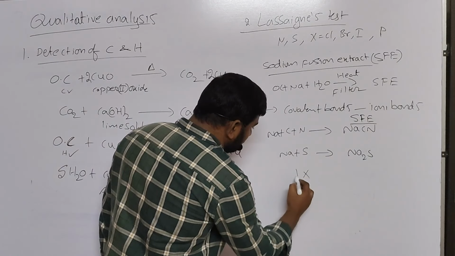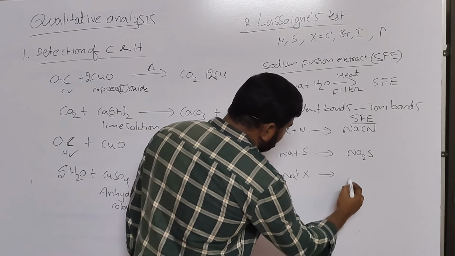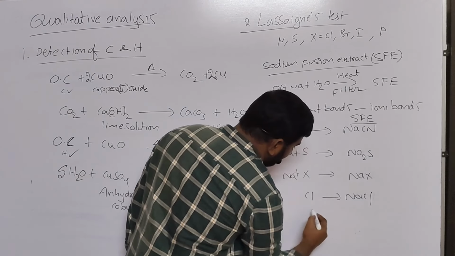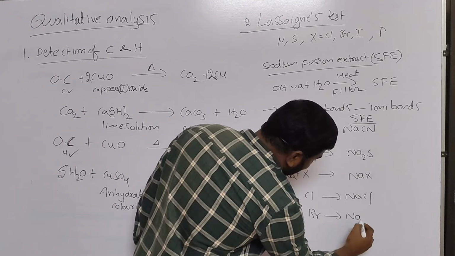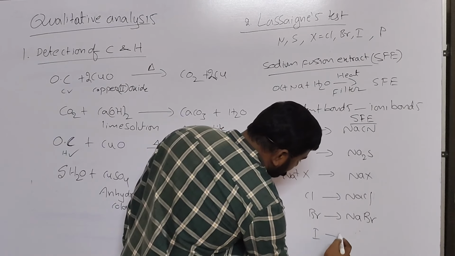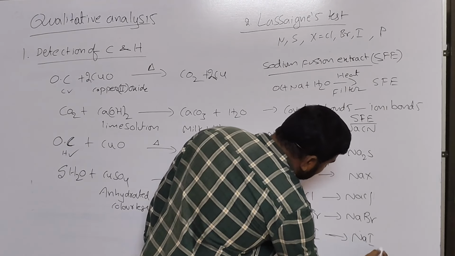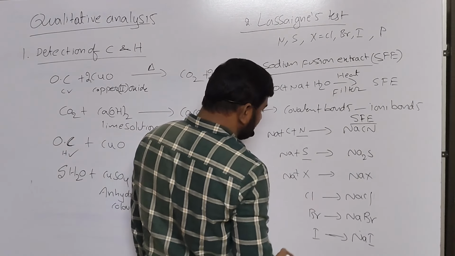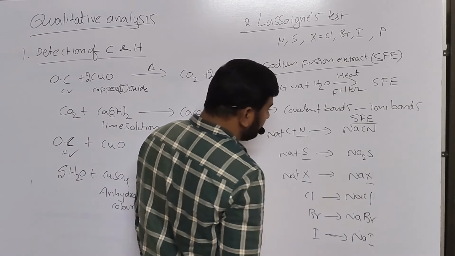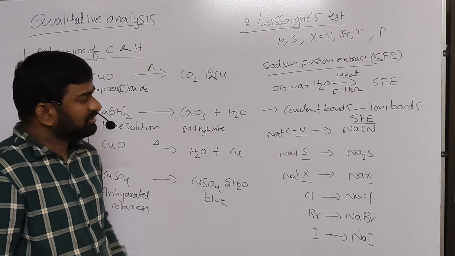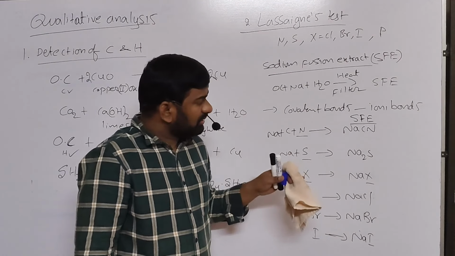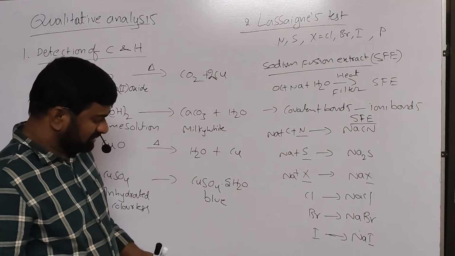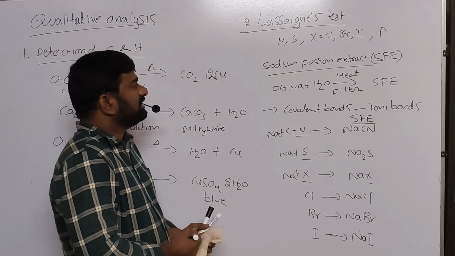Similarly, if halogens are present, Na plus X will give NaX. If Cl, NaCl; Br, NaBr; iodine, NaI. These are the sodium fusion extract. If nitrogen is present, this is the sodium fusion extract. If sulfur is present, this is the sodium fusion extract. If halogens are present, NaX is the sodium fusion extract. After forming the sodium fusion extract, we can identify the corresponding element by the corresponding methods. So this is about the Lassaigne test.